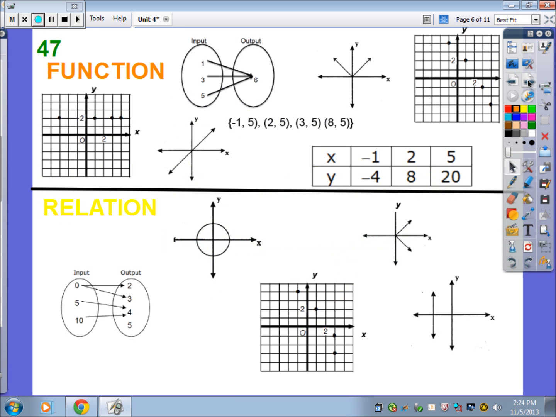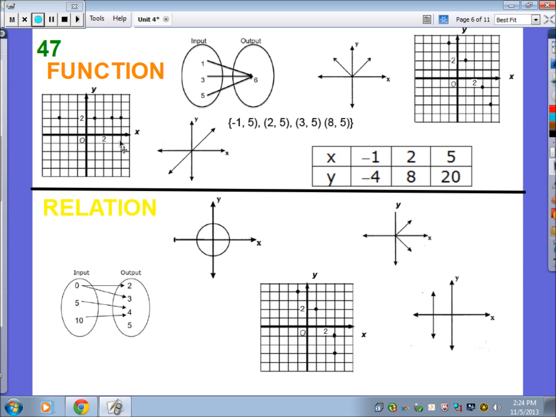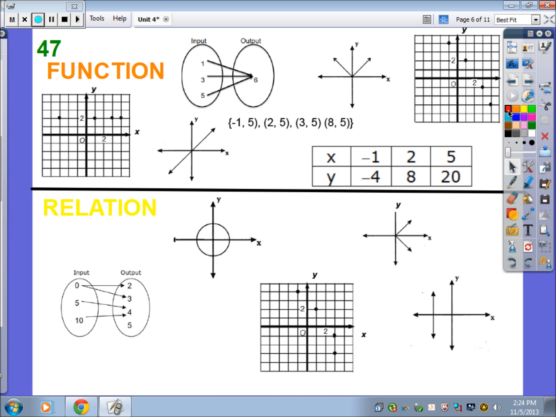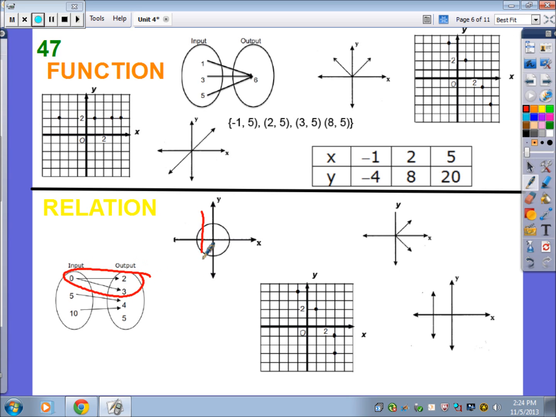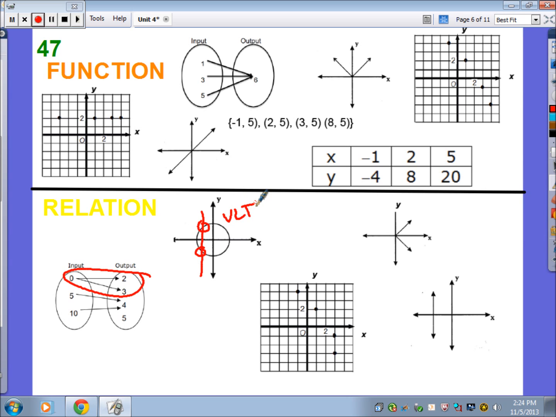So now that you've got them all sorted out, I want you to go to page 47 in your ISN. On page 47, I want you to glue down. Hopefully you labeled these 1, 2, 3, 4, 5, 6, 7 as functions and these 5 as relations. After you glue them down, I want you to circle where they violate the rules of a function. We'll say vertical line test again, and here we have vertical line test. Here, it violates the vertical line test, and this is a vertical line, so that doesn't work.